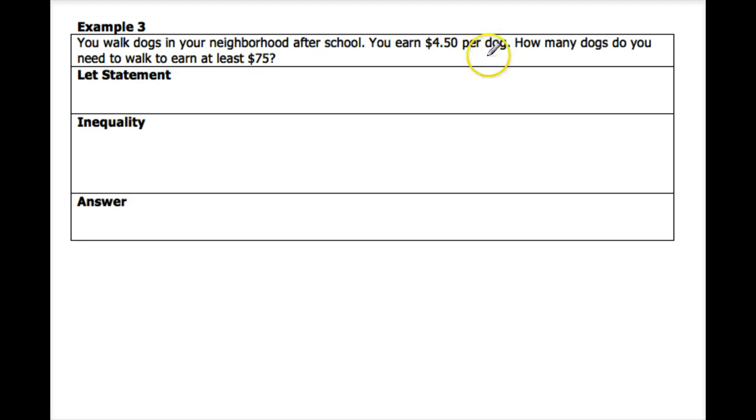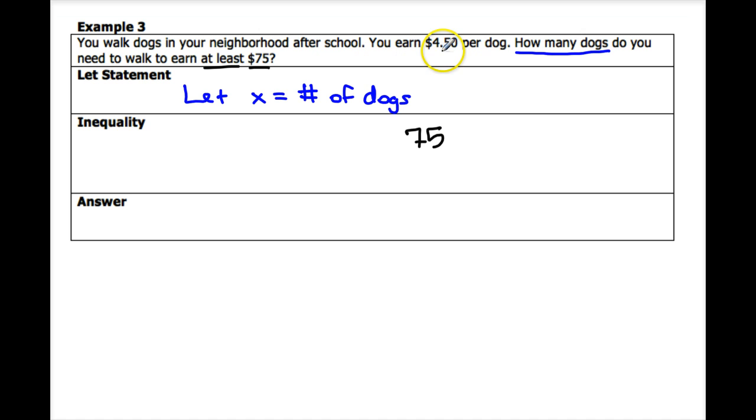Okay, so look for the question first of all. This is asking us how many dogs do we need to walk. So the let statement could be let x equal number of dogs. Okay, our goal, we want to earn at least $75. So 75 is going to be my total.